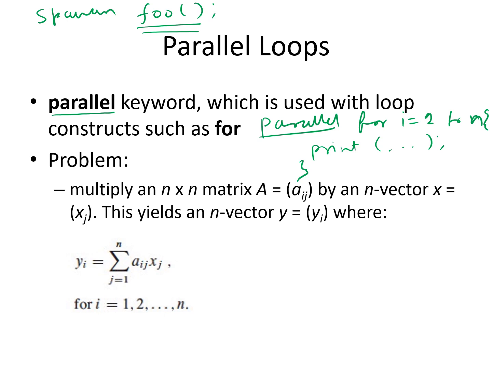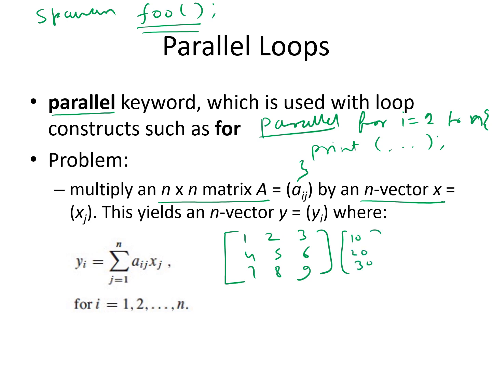So let's see with the help of an example from matrix multiplication how this might be useful. So let's say we have an n by n matrix A, and we want to multiply this matrix with an n vector x. So for example, let's say this is our n by n matrix A, 1 2 3 4 5 6 7 8 9, and this is the vector that we want to multiply it to. So let's say the vector is 10 20 and 30, right?